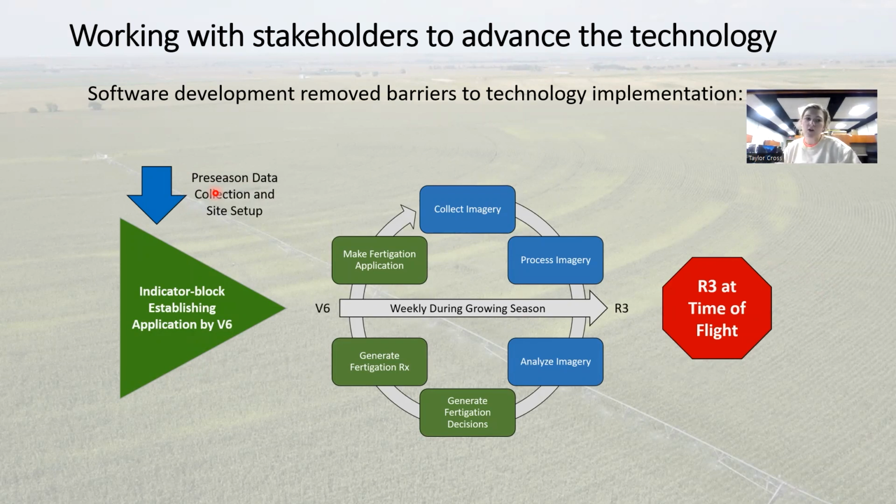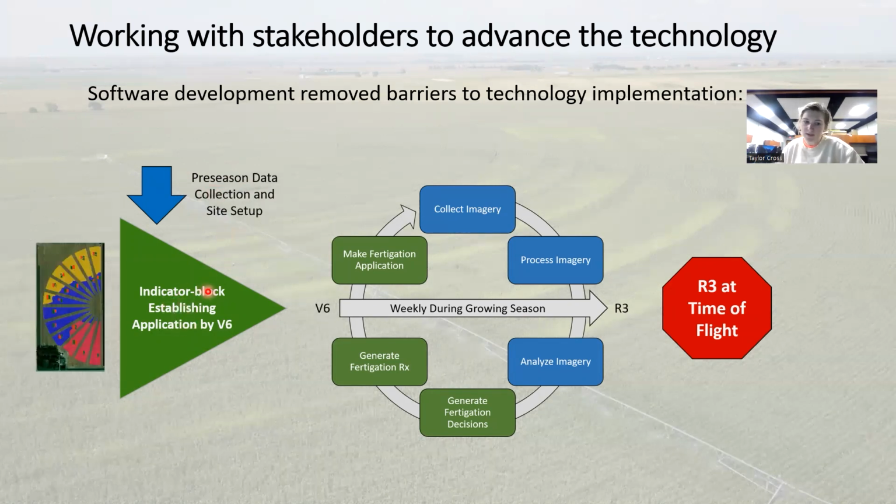So once we have that, we then establish these indicator blocks by the V6 growth stage. And so what those indicator blocks look like is whenever that farmer is going to be establishing these, whatever his base rate of nitrogen might be at this time, we're going to put a strip of 30 pounds of nitrogen more and 30 pounds less, right next to each other in the field, within the management zone, within a treatment sector.